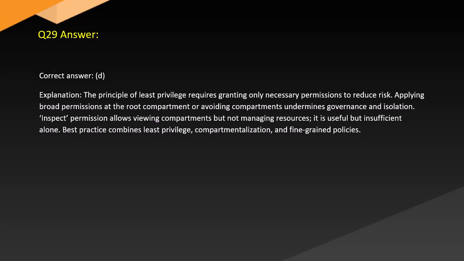Answer. Correct answer, D. Explanation. The principle of least privilege requires granting only necessary permissions to reduce risk. Applying broad permissions at the root compartment or avoiding compartments undermines governance and isolation. Inspect permission allows viewing compartments but not managing resources. It is useful but insufficient alone. Best practice combines least privilege, compartmentalization, and fine-grained policies.